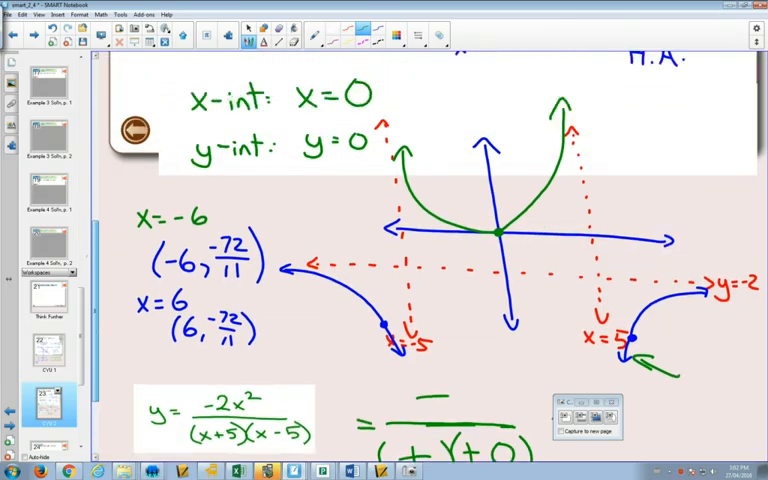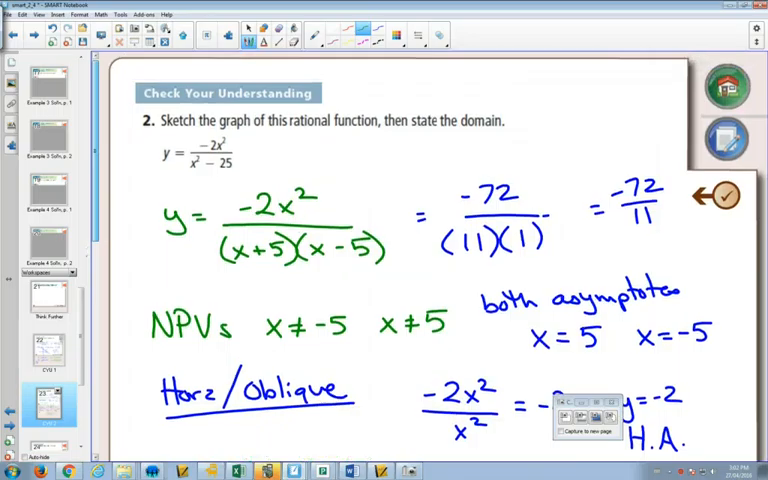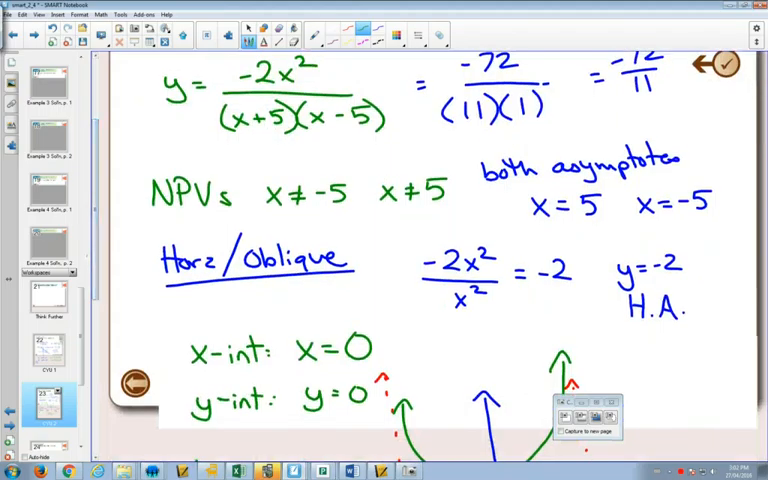So to recap, what did we do? We found our non-permissible values first and found out that they were both asymptotes, not holes, because none of our factors canceled out. Then we decided to look, are we going to have horizontal or oblique asymptotes? And you look at the highest degree in the entire thing. In this case, it was an x squared. And we had negative 2x squared on top and 1x squared on the bottom. Since that simplifies to negative 2, that's telling you that there's going to be a horizontal asymptote at negative 2.